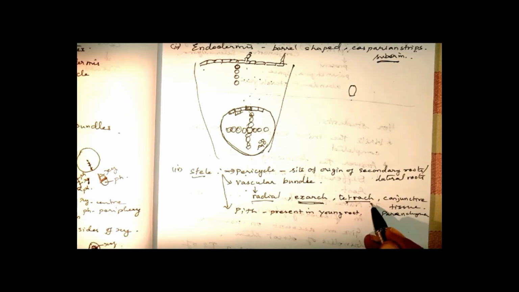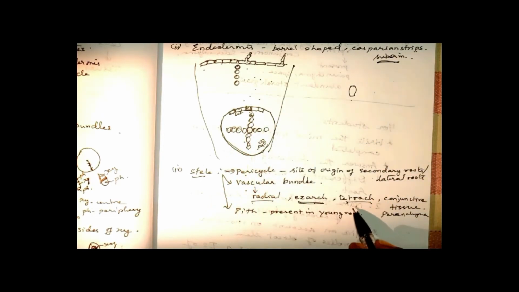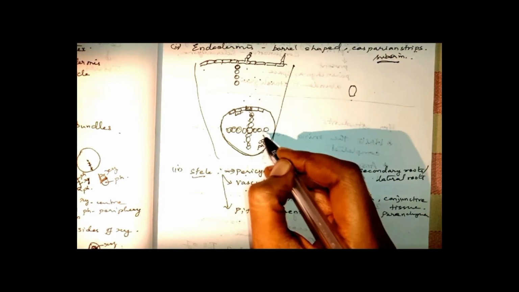Tetrarch. What do you mean by tetrarch? There are 4 sets of xylem vessels. We call this condition as tetrarch. And conjunctive tissue is present in between the phloem and xylem.